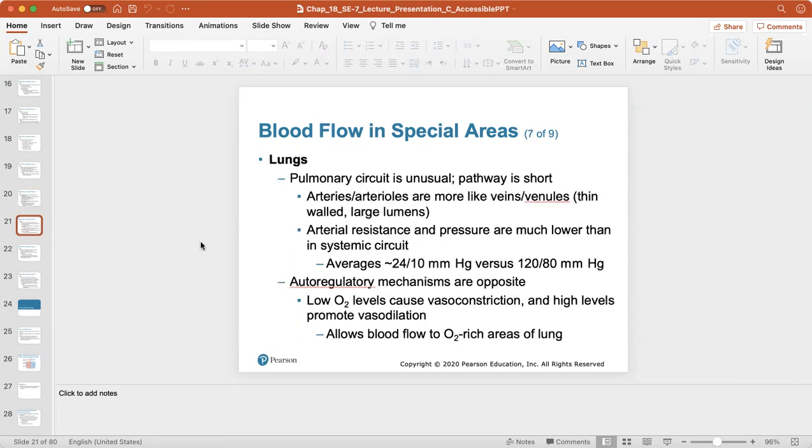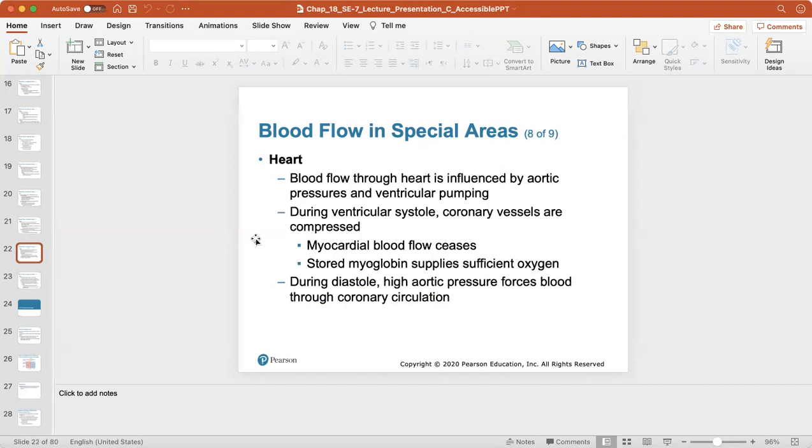Your lungs, your pulmonary circuit, is a little more unusual. The pathway is a lot shorter. The arteries and arterioles are more like veins and venules, which are very thin-walled with large lumens. Arterial resistance and pressure are much lower than in the systemic circuit. And you have autoregulatory mechanisms that are opposite, where low oxygen levels cause vasoconstriction and high levels promote vasodilation. And this just allows blood to flow to oxygen-rich areas of the lung.